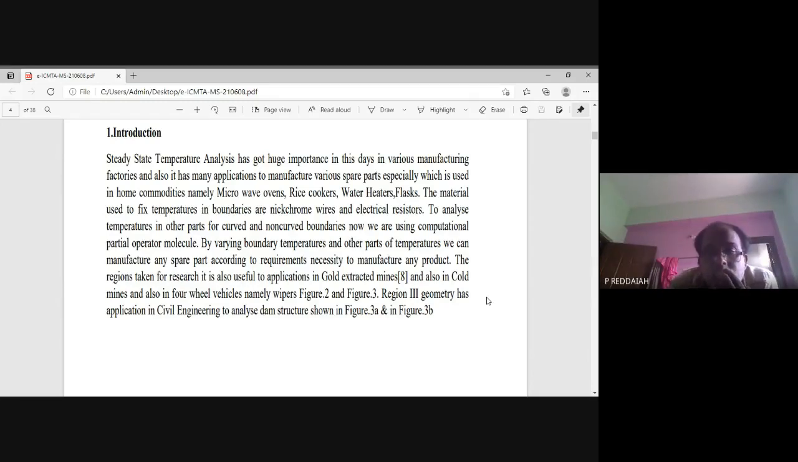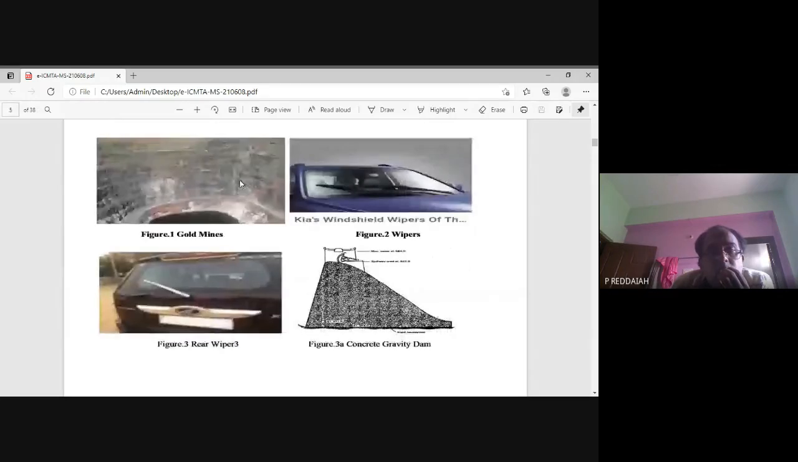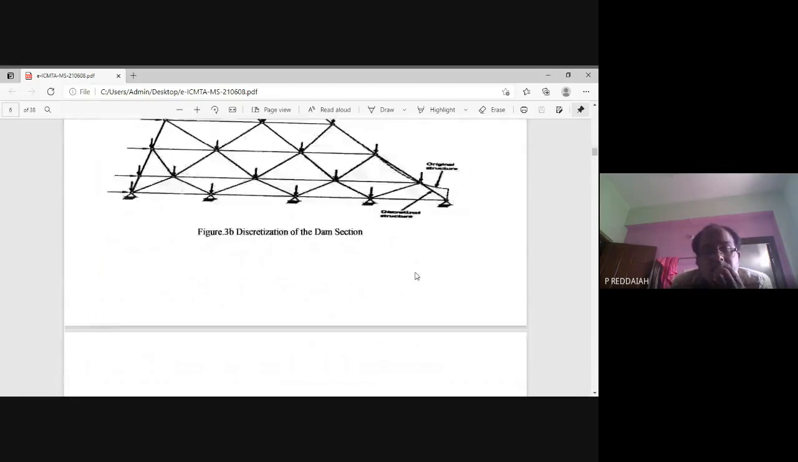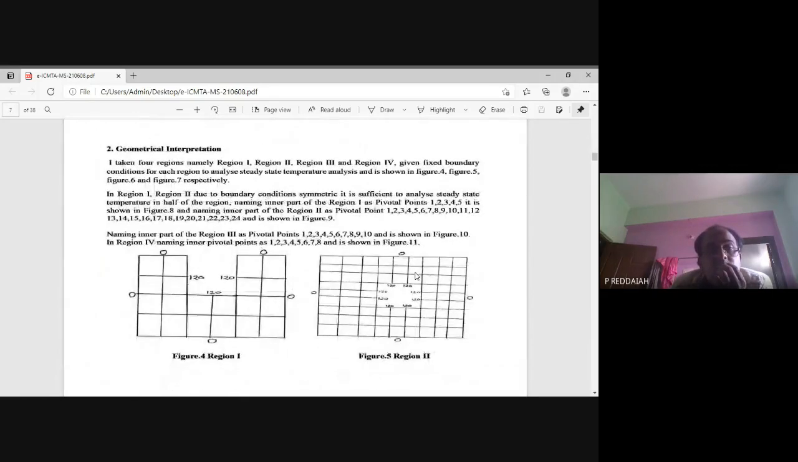Anyhow, sir, my regions have applications in coal mines and then wipers. Region 3 geometry is used in civil engineering to analyze dam structures. This one is in coal mines, these are wipers in cars, and these are applications in dam structures. So this is a geometrical interpretation.